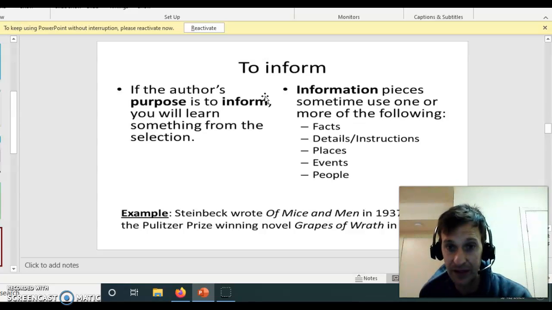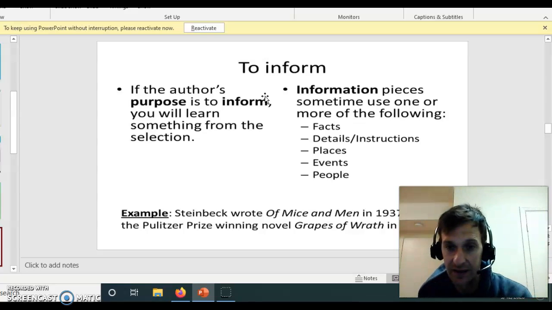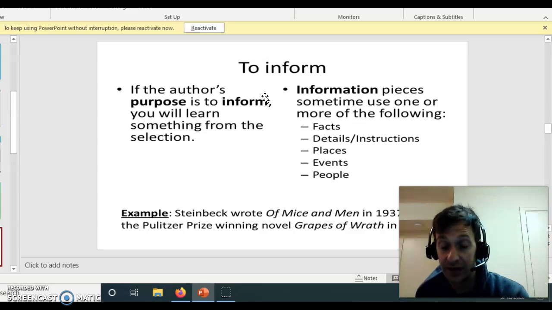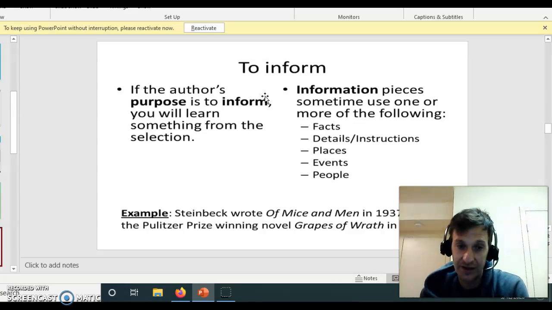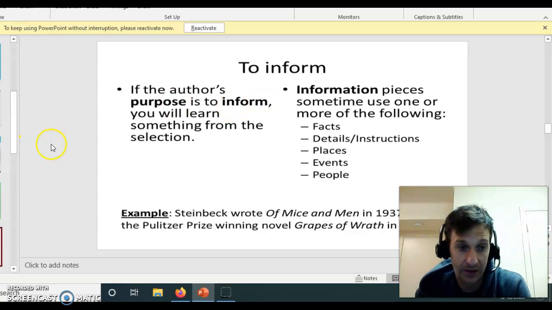Okay? So informational pieces sometimes use more of the following. I just talked about it: facts, details, places, events, people. So on your test, if you see one of your paragraphs and it's got a bunch of facts and details and places, and it says, what is the author trying to do? Most likely he is trying to inform you about it. Okay, he's not trying to write an exciting piece or get you engaged. He's just trying to tell you about what happened. Okay.